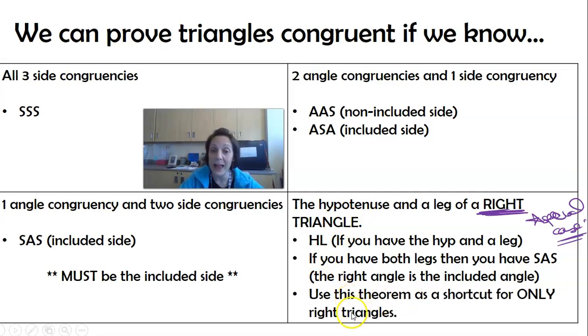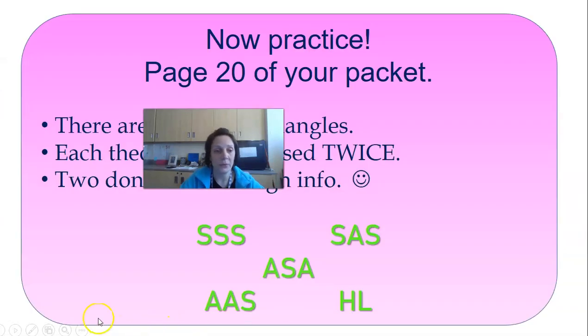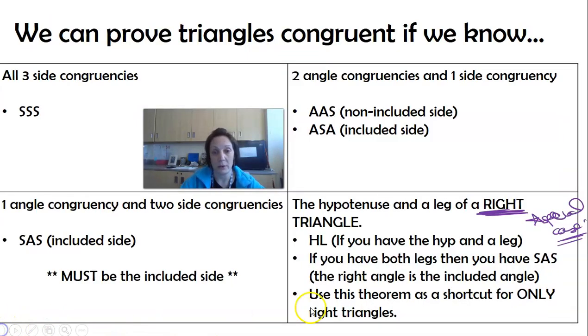And notice I said here again, only as a shortcut for right triangles. You don't ever, ever, ever want to try to use this on something that isn't a right triangle. Okay, so again, the first thing you're always looking for are side congruencies. If you find two side congruencies and an angle, and side, angle, side isn't working for you, see if you can make it fit hypotenuse leg. It's the last one. It's all you have left.